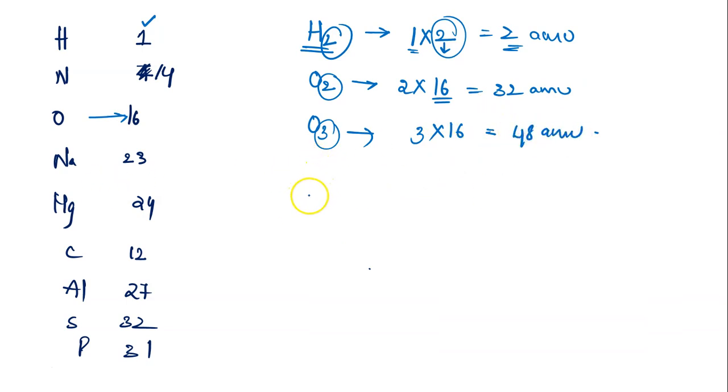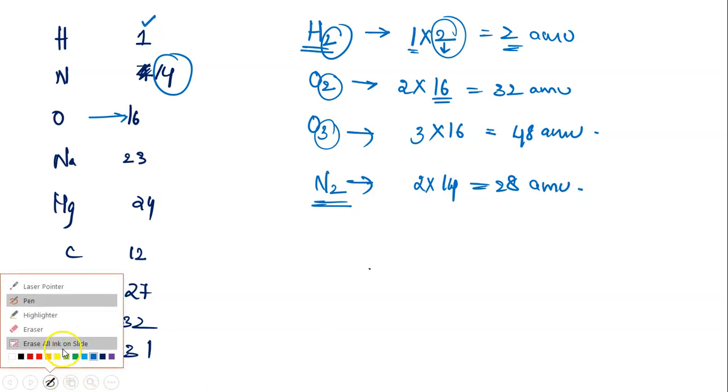And now you try and calculate the molar mass of N2. Each nitrogen, I corrected here. I hope you have noticed it. It's not 7. 7 is atomic number and 14 is atomic mass. Fine. So 1 nitrogen weighs 14 atomic mass units, and nitrogen molecule has 2 nitrogen atoms. So it's 2 into 14, which is equal to 28 atomic mass units.